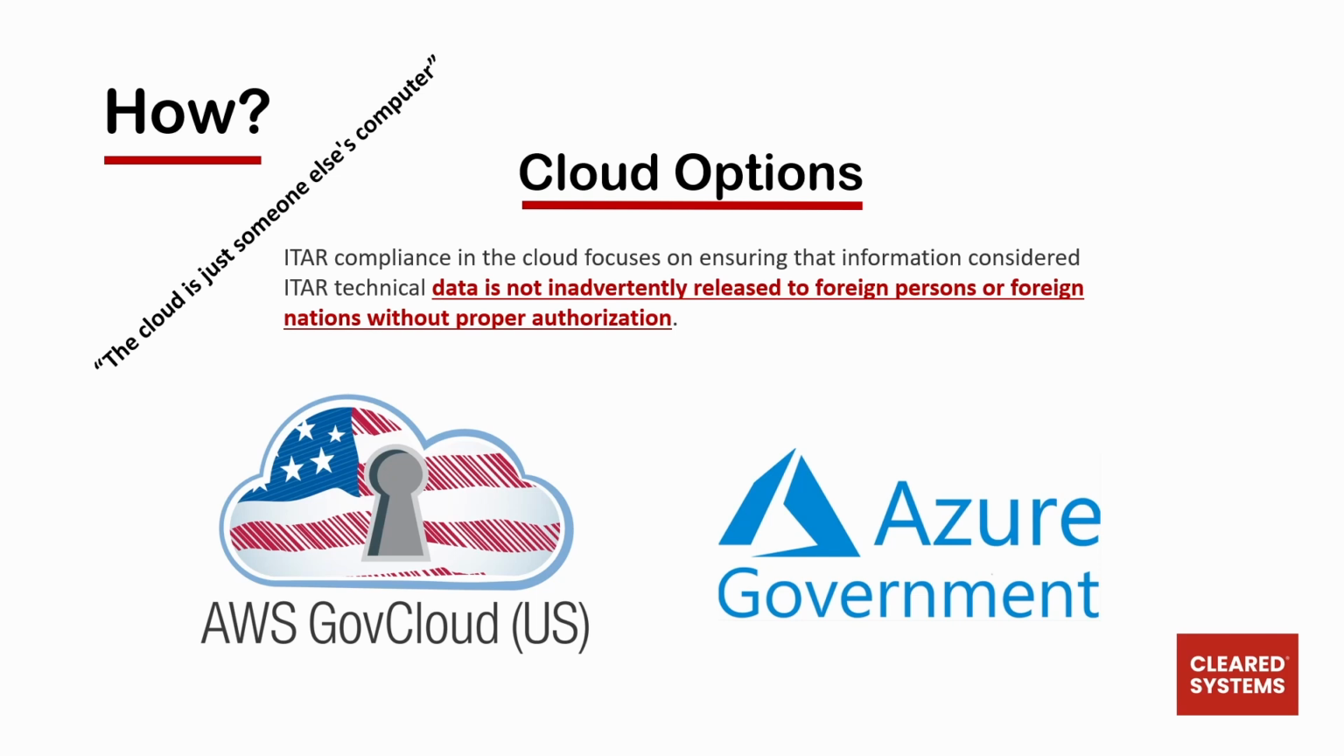And as I mentioned before, cloud options are AWS GovCloud, Azure Government, or Microsoft GCC High if we're talking about SharePoint and email. Going back to the whole focus of this, it is that data is not inadvertently released to foreign persons or foreign nations without proper authorization. That's the whole reason behind technical data and why DDTC exists along with ITAR: to make sure that control of your information is there and that it does not get into the wrong hands.